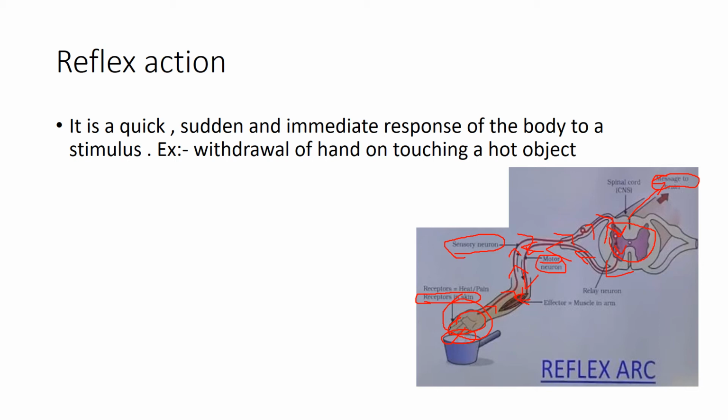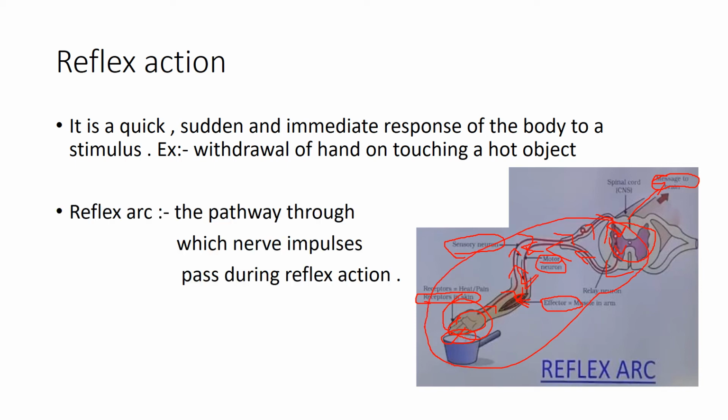The muscle in the arm is called the effector. This process is also called the reflex arc. What is a reflex arc? The pathway through which nerve impulses pass during a reflex action is called a reflex arc.